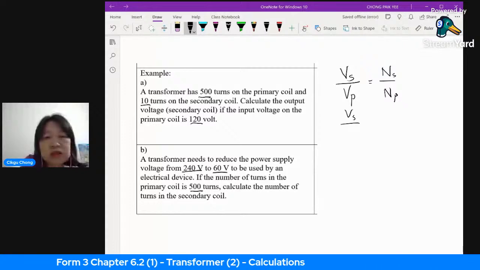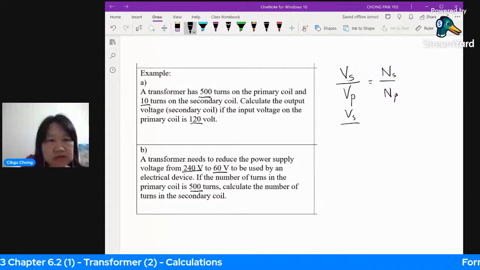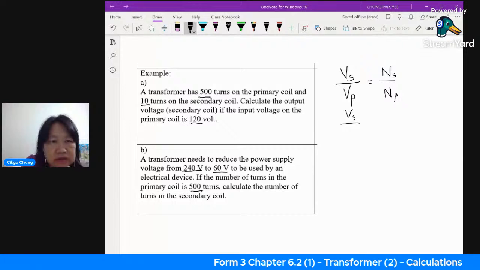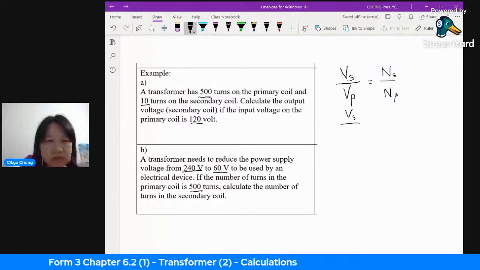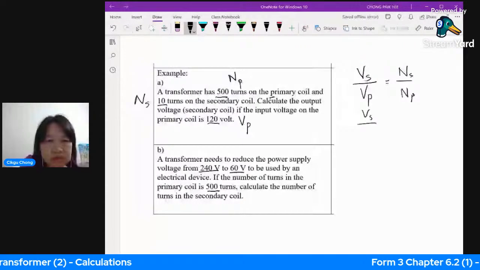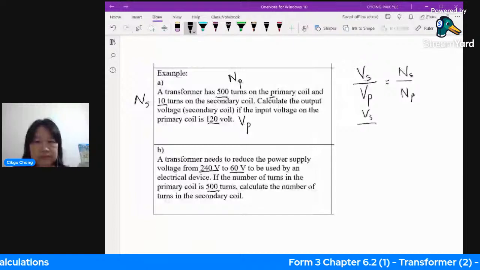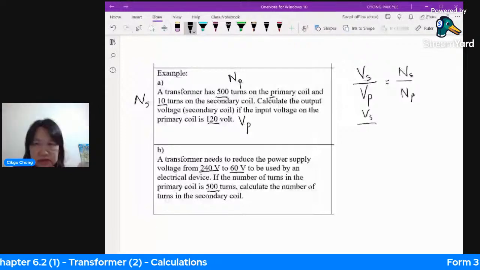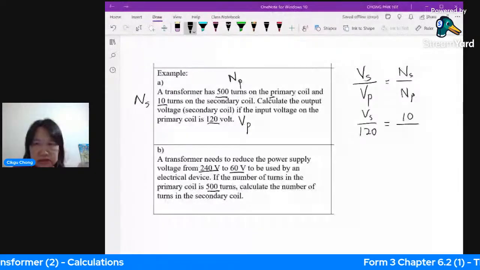10 turns on the secondary coil. Secondary coil is NS. Calculate the output voltage if the input voltage, this is Vp, is 120. Equals, on this side will be NS. NS is 10 and NP is 500.